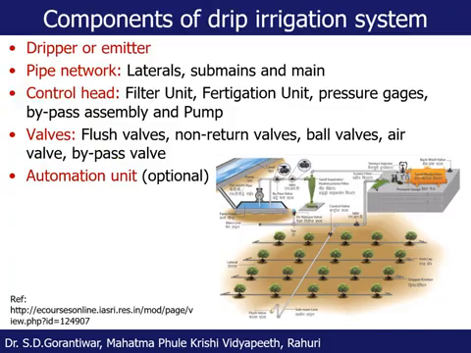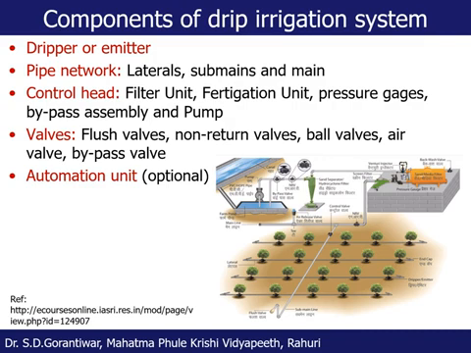Thus, I have listed these components of the drip irrigation system again, because we are going to see the important components one by one. Of course, first is the dripper or emitter. Then the important component, pipe networks in the form of laterals, submains, and main. That also we saw. Control head in the form of filter unit, fertigation unit, pressure gauges, bypass assembly, and pump.